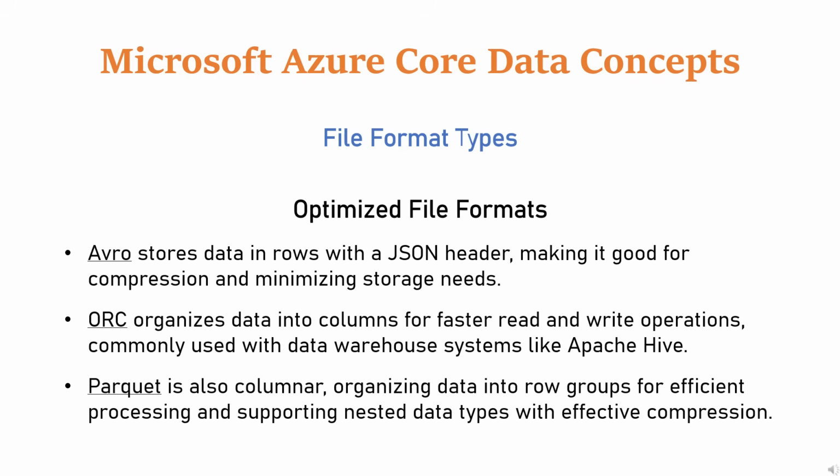Avro stores data in rows with a JSON header, making it good for compression and minimizing storage needs. ORC organizes data into columns for faster read and write operations, commonly used with data warehouse systems like Apache Hive. Parquet is also columnar, organizing data into row groups for efficient processing and supporting nested data types with effective compression.